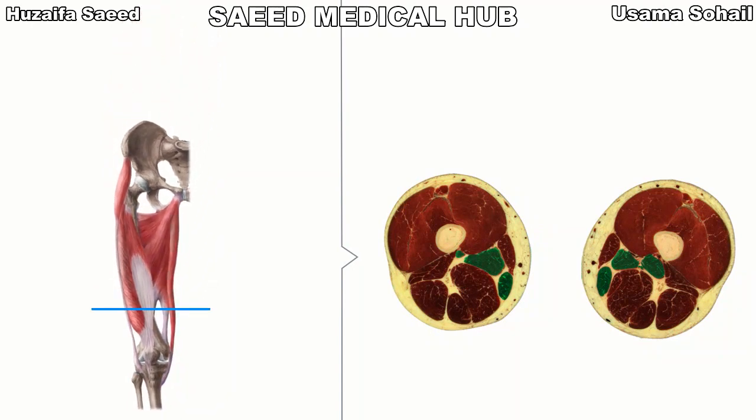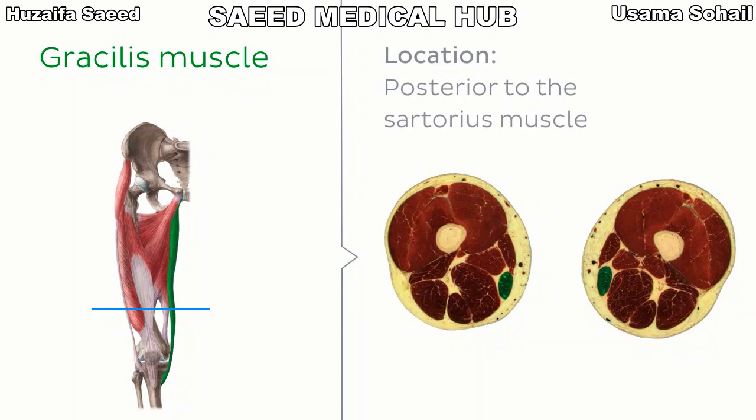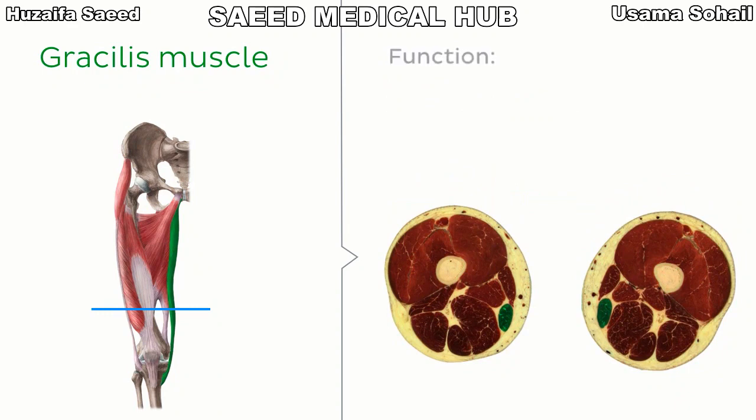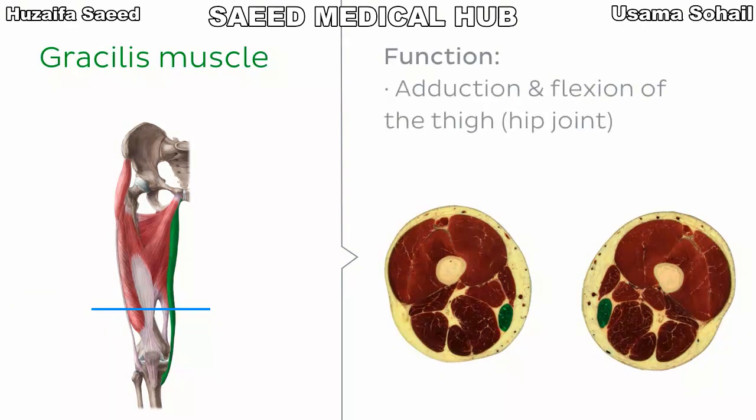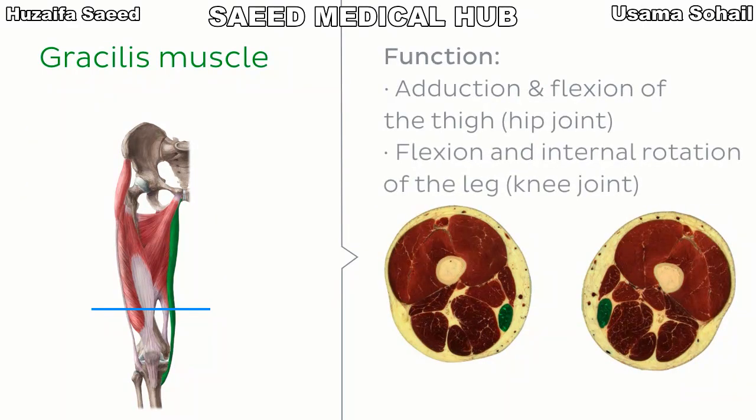The first we will be looking at is the gracilis muscle. The gracilis is a long and slender muscle. At the level we're looking at, the gracilis can be seen directly posterior to the sartorius muscle, lying superficially on the posteromedial aspect of the thigh. The gracilis muscle is involved in adduction and flexion of the thigh at the hip joint, as well as internal rotation and flexion of the leg at the knee joint.